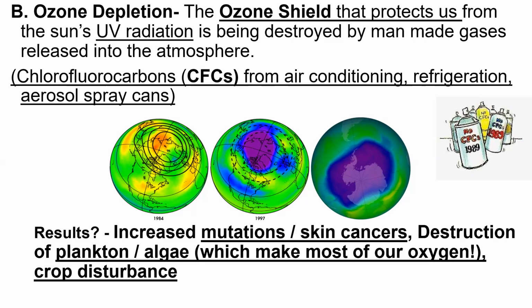All right, so the problem of having a depleted shield is you have more UV radiation, more mutation, more skin cancer risk, destruction of organisms that are directly dependent on sun, like plankton and algae, and they're important to everyone that needs oxygen because they respire, they do photosynthesis and release oxygen for us to do respiration. Crops that are dependent on sun can be disturbed as well by these mutations from excess UV radiation.